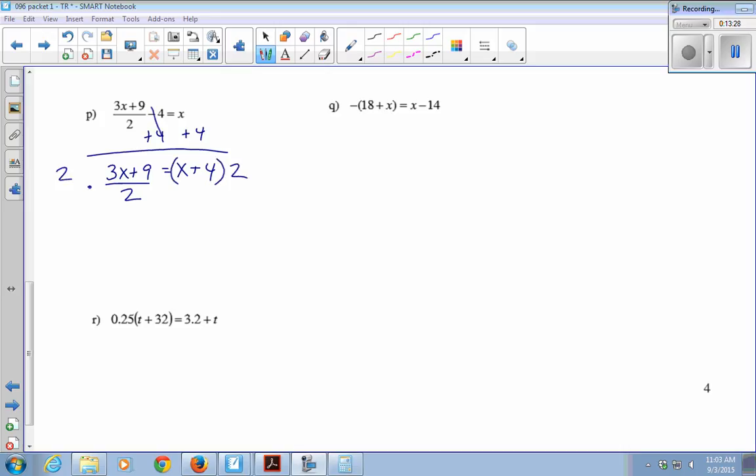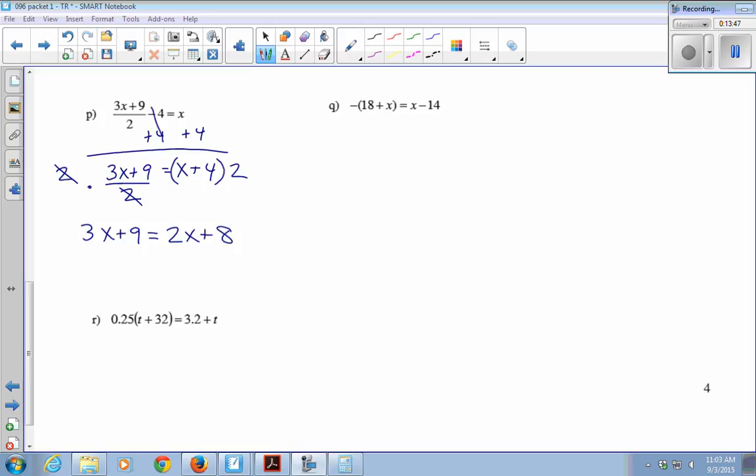So on the left, the 2's just cancel because I'm dividing and multiplying by 2. They go away. So I'm left with 3x plus 9 on the left. On the right, I have to distribute the 2. So I'm going to get 2x plus 8.